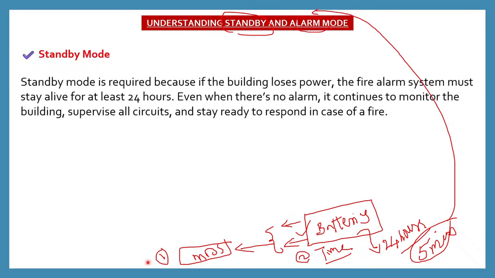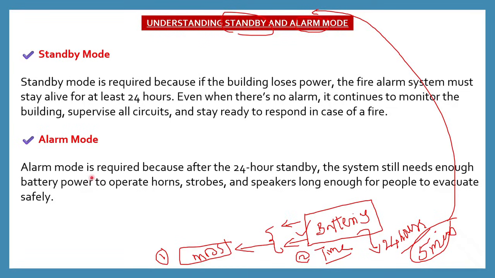Now look at the concept. As you can see on your screen, standby mode is required because if the building loses power, the fire alarm system must stay alive for at least 24 hours. Even when there is no alarm, it continues to monitor the building, supervise all circuits and stay ready to respond in case of fire. What about alarm mode? As I said earlier, alarm mode is required because after the 24-hour standby, the system still needs enough battery power to operate horns, strobes and speakers. Speakers come under the voice evacuation system and they should run long enough for people to evacuate safely.